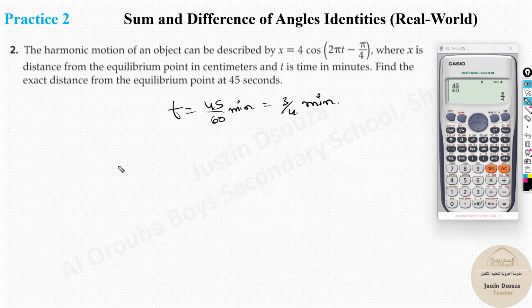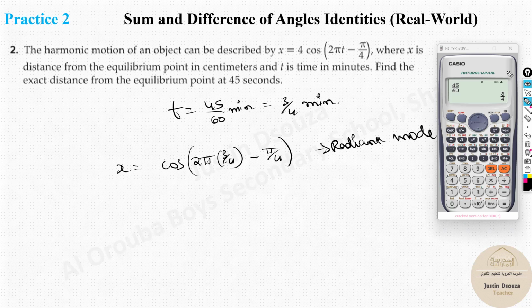Now here x is equal to cos of 2 pi times 3/4 minus pi by 4. First, let me use radian mode. How do you do this? By default your calculator is always in degrees. If you press shift and then mode, press 4, that is radians. Now whatever value you put of pi, it will automatically be considered as 180 by itself.